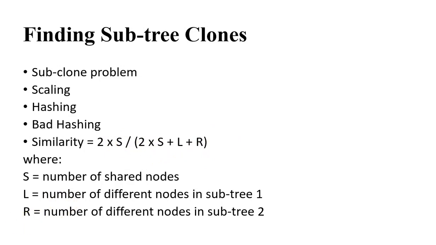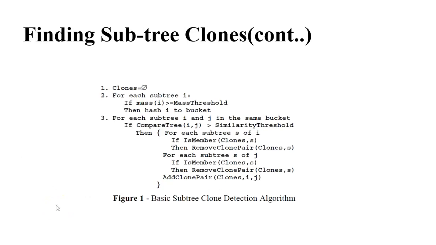From this, they'll calculate the mass threshold. The parameter specifies the minimum subtree mass to be considered, so that small pieces of code will be ignored. This is the basic subtree clone detection algorithm. Here you can see that in step 2, they will apply a hash code and place subtrees into respective buckets, ignoring small subtrees. After that, every pair of subtrees located in the same hash bucket is compared. So similarity is calculated and added to the clone list, and clones are removed.